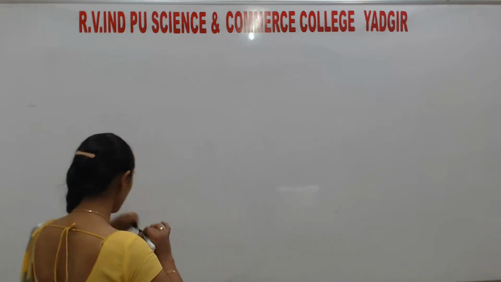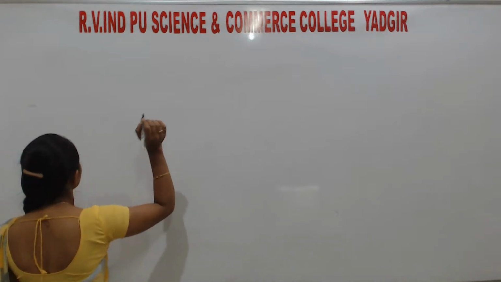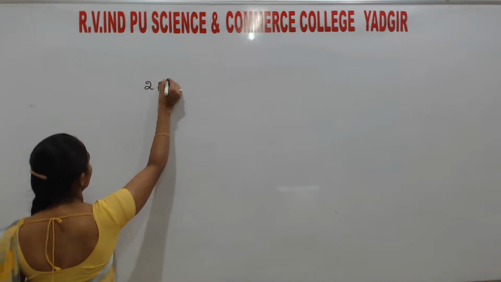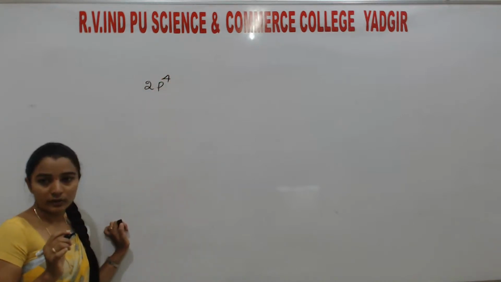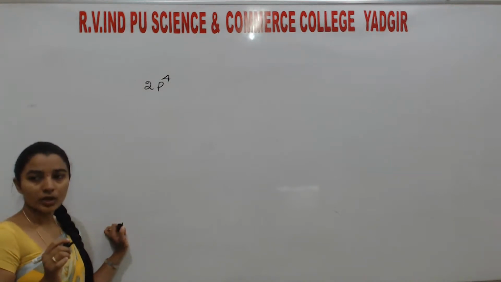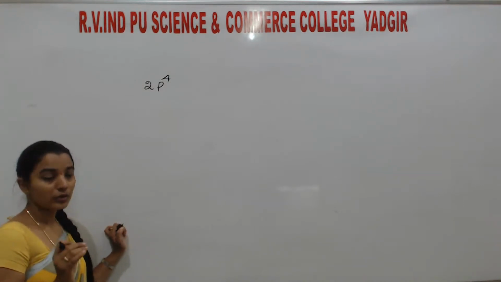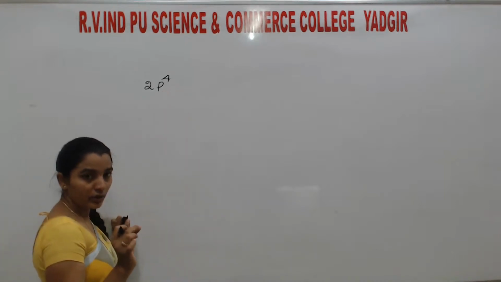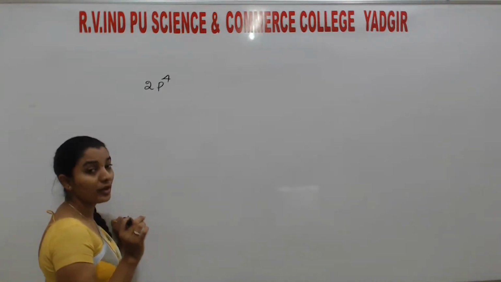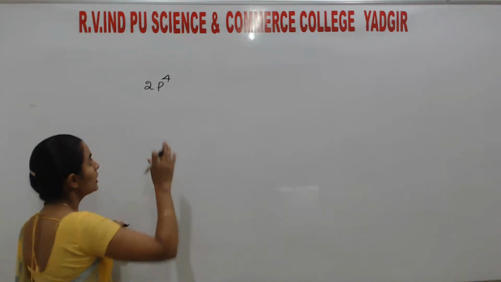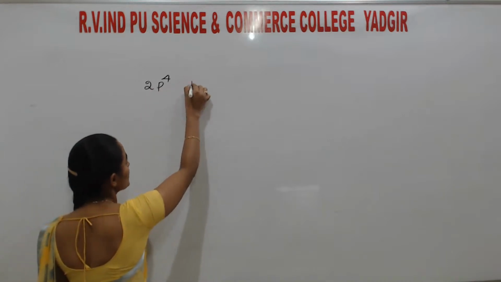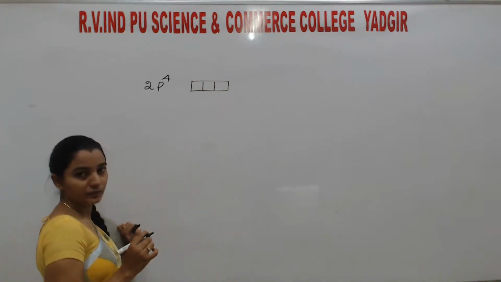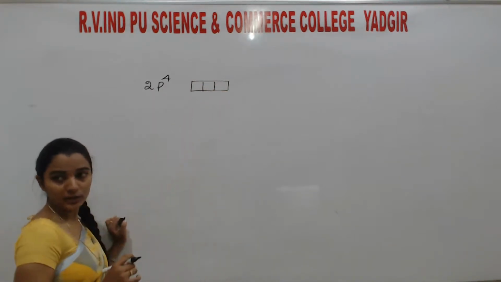Okay, so listen, I'll write here. For example, 2p4 is given. So in this 2p4 orbital, you have to find out the four quantum numbers for the last electron. Initially, 2 is there, p is there. P means how many orbitals are there? 3 orbitals are there. For p orbital, 3 orbitals are there.